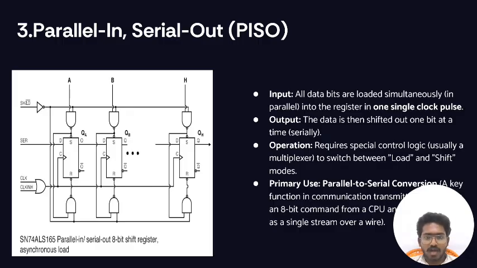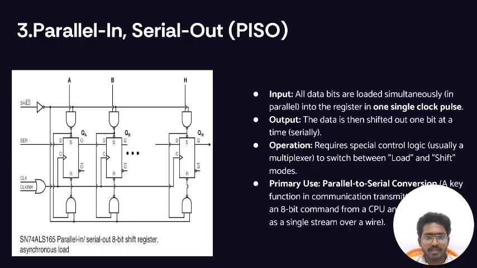The PISO is used in transmitting data. It takes the fast parallel output from a processor and converts it into the necessary single stream format for sending across a long wire or communication channel. This is the diagram for the parallel in, serial out system.